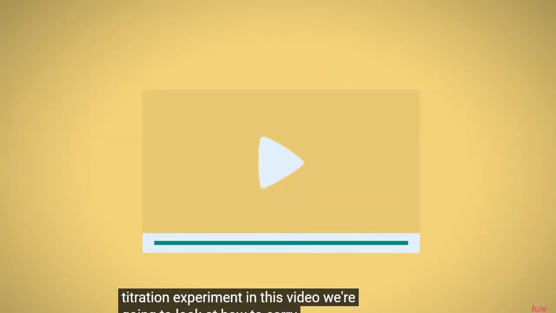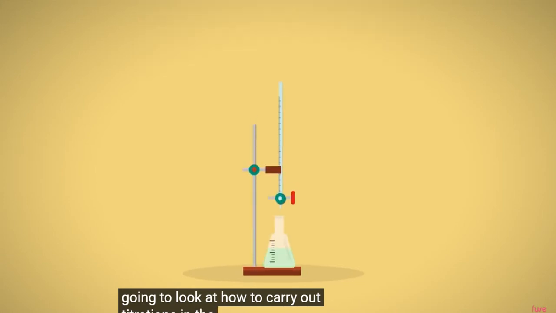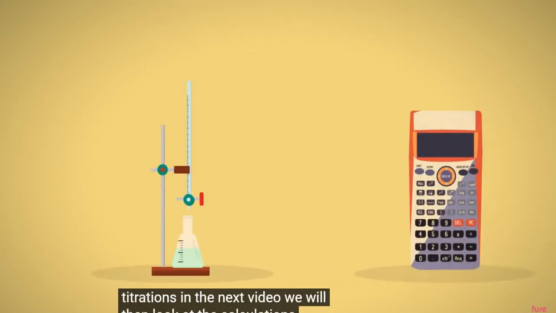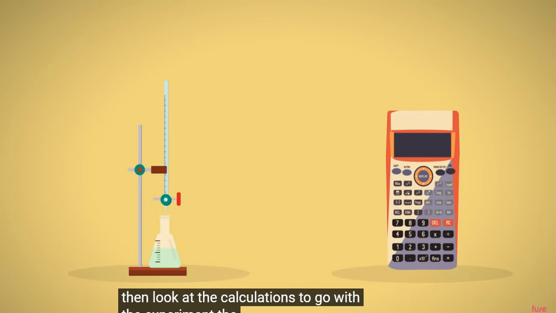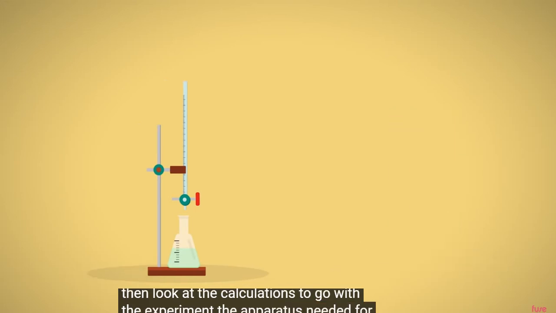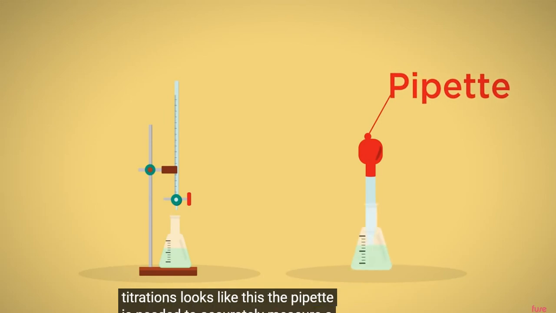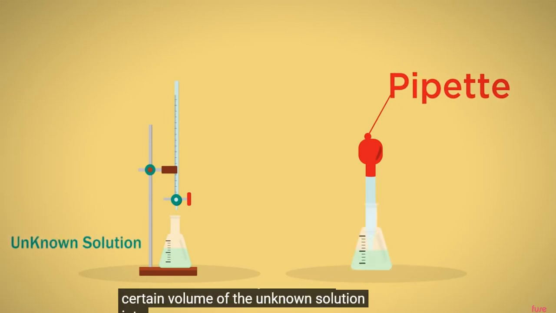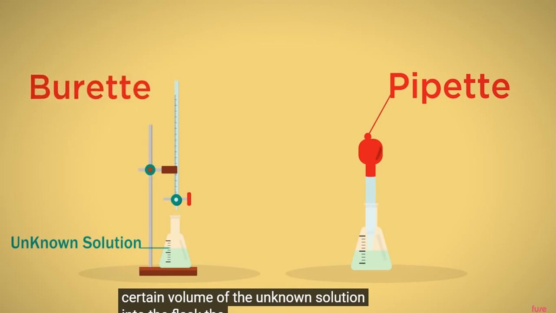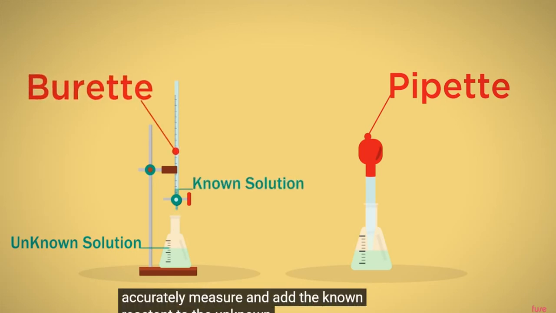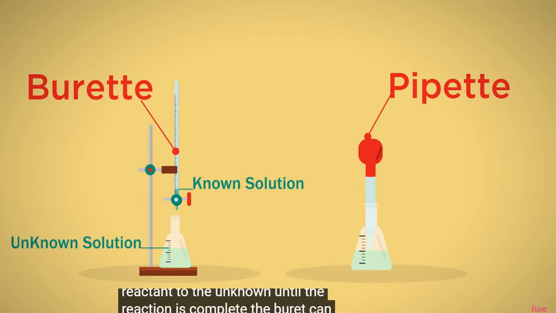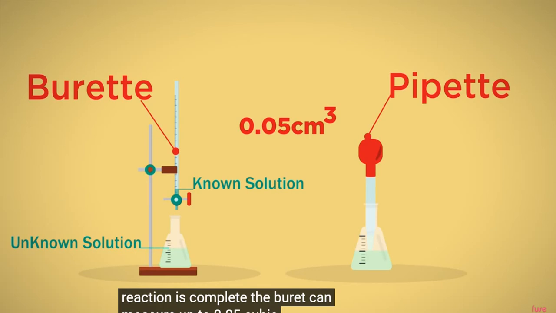In this video, we're going to look at how to carry out titrations. In the next video, we will then look at the calculations to go with the experiment. The apparatus needed for titration looks like this. The pipette is needed to accurately measure a certain volume of the unknown solution into the flask. The burette is then used to accurately measure and add the known reactant to the unknown until the reaction is complete. The burette can measure up to 0.05 cubic centimeters accuracy.